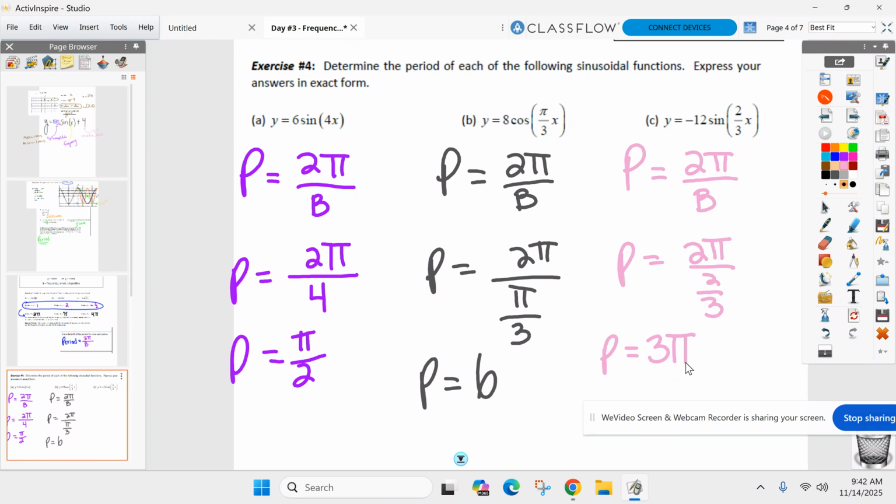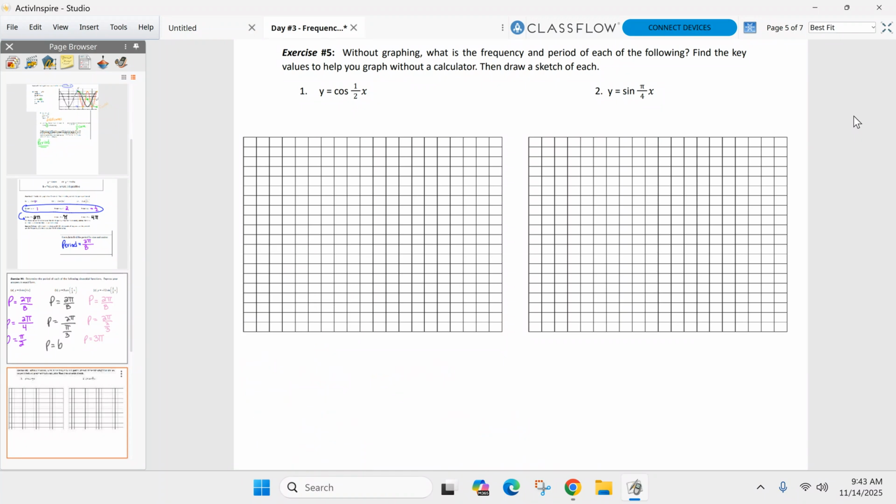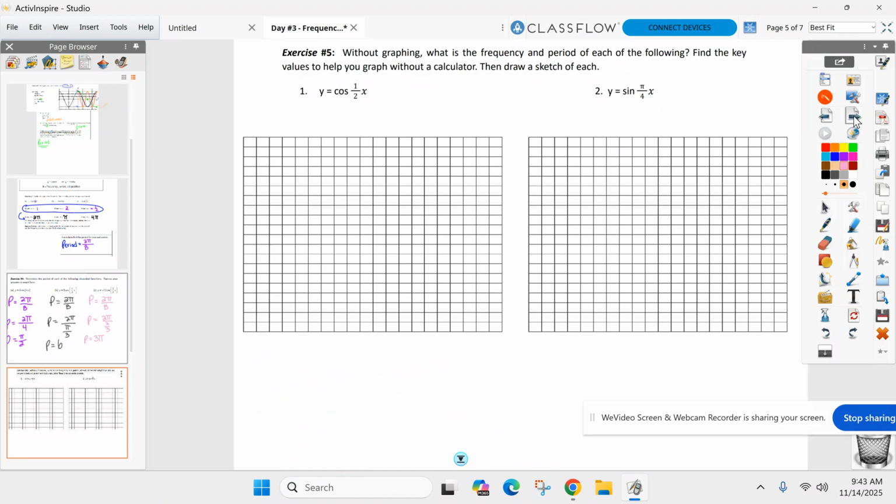Questions about how to find the period? Because now I'm going to put everything together here to end class. Guys, anything? I love this part. This puts everything together. All right, ready? We're going to graph these now. No calculator, though. We don't need the calculator to graph these.